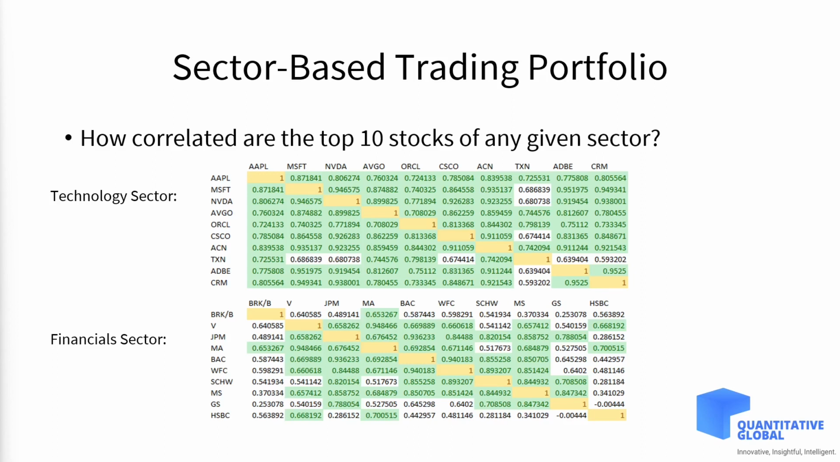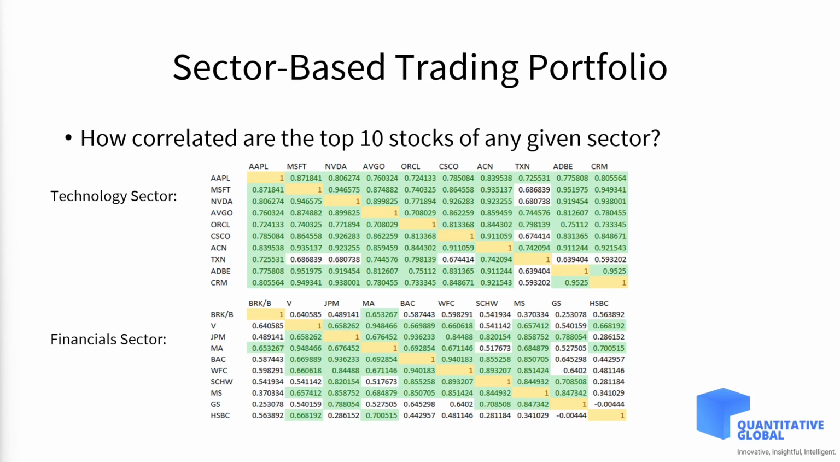So, we first ask the question, how correlated are the 10 largest stocks of the technology sector? To answer that, we pulled about a year of data and ran a correlation matrix for those stocks, and this was the output. As demonstrated in the first matrix, the 10 largest stocks of the technology sector are strongly and positively correlated. But does this relationship extend to other sectors?